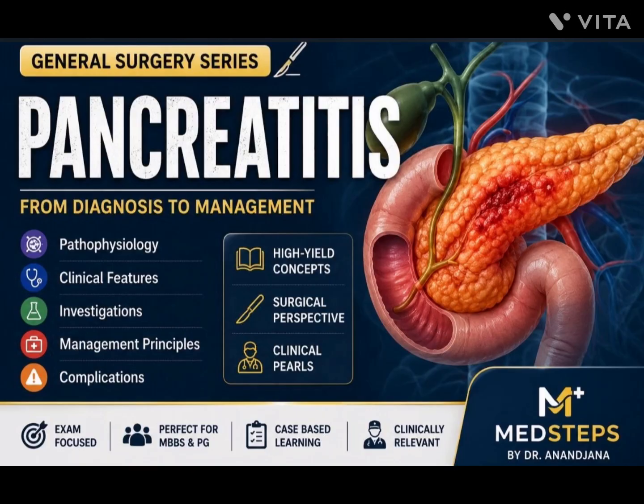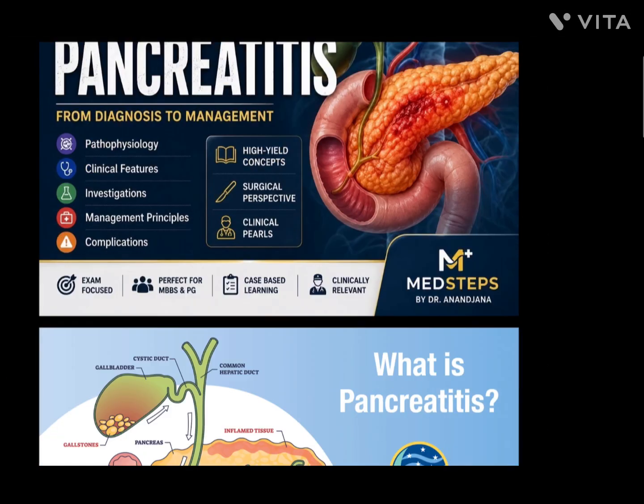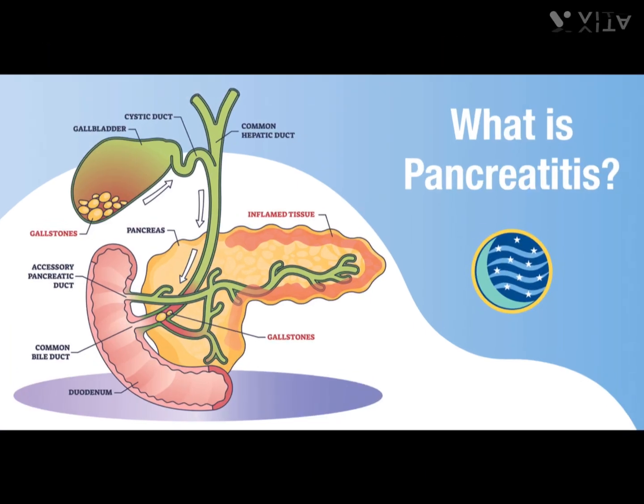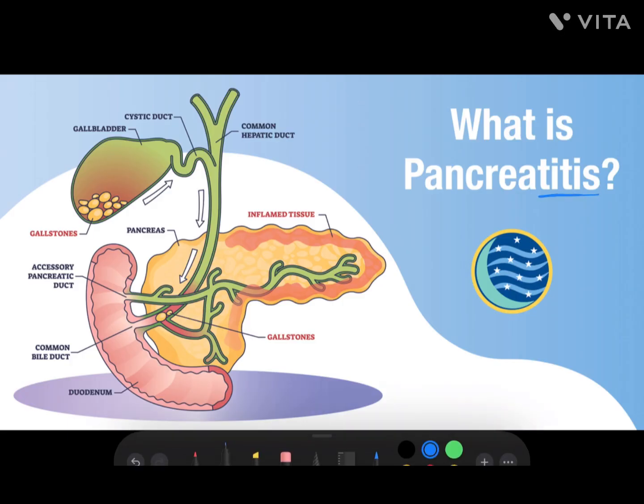So first of all, what is it? Pancreatitis is inflammation of the pancreas. You can see here, itis means inflammation. So why does the pancreas get inflamed? Because of premature activation of the pancreatic digestive enzymes.